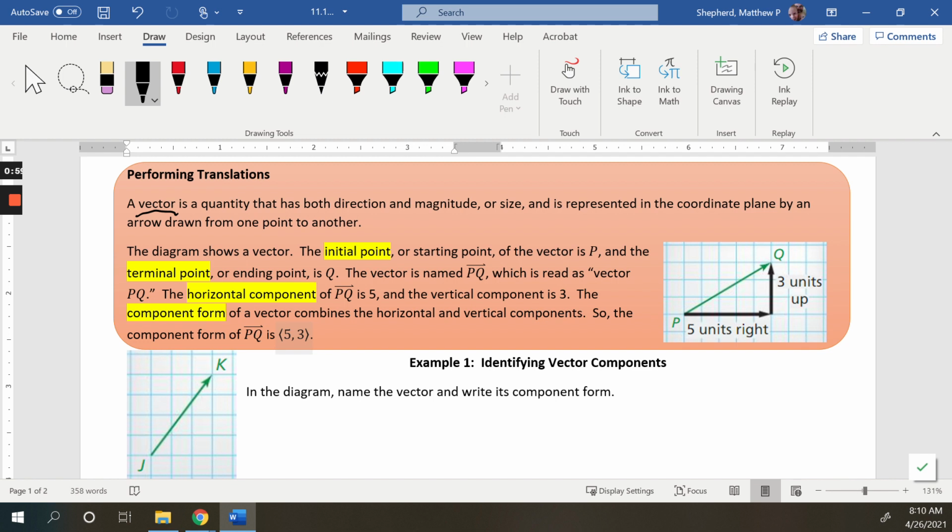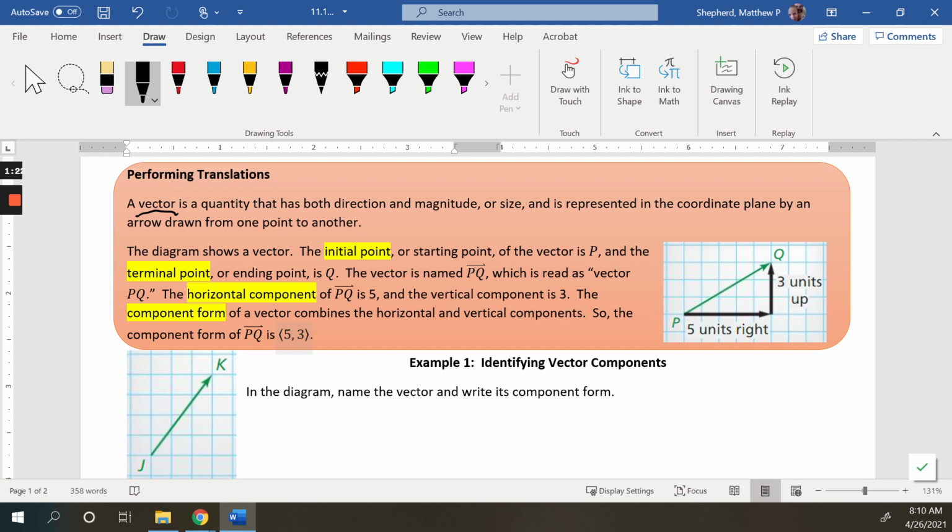The initial point or starting point of the vector is P, and the terminal point, the ending point, is Q. The vector is named PQ. Notice the way they draw it with a line and then a little half arrow there at the end. That's how we designate something as a vector, which is read vector PQ.